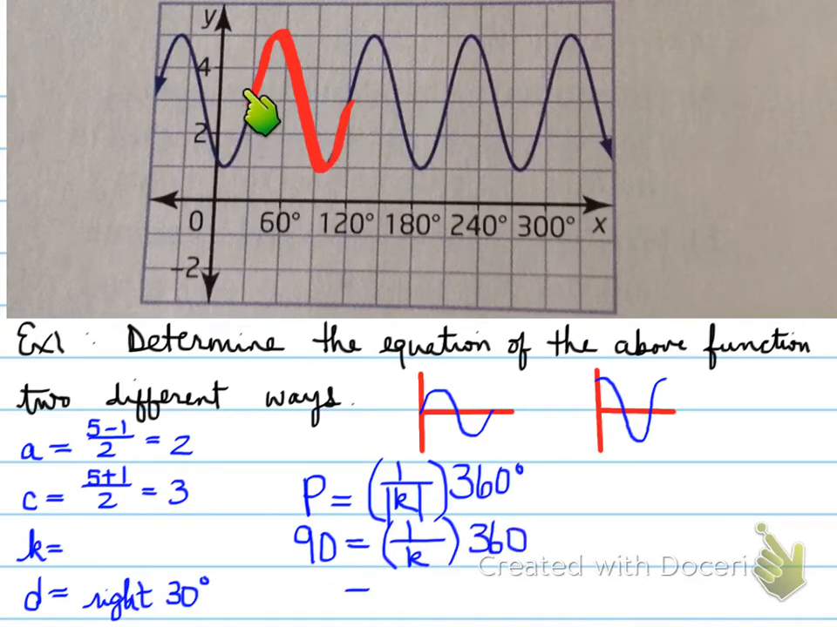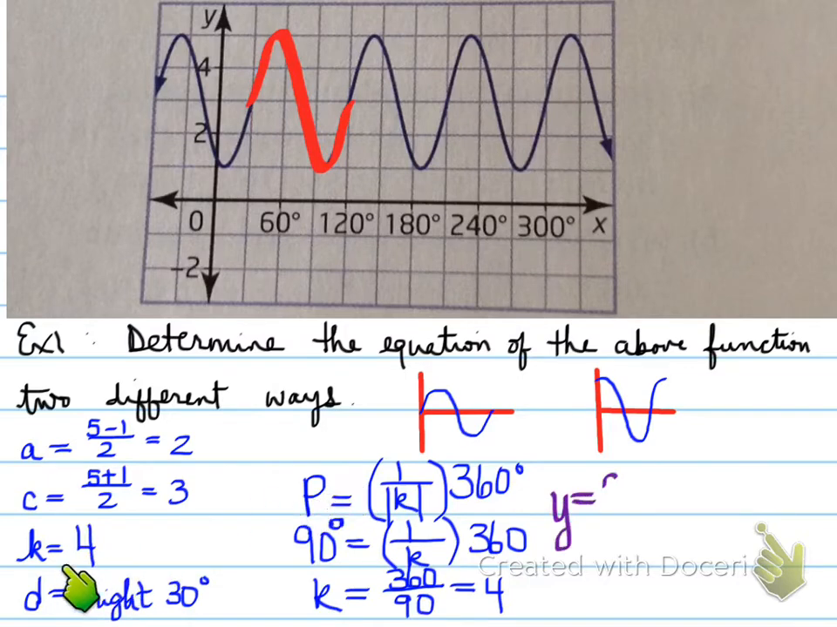Our cycle is the regular cycle, like this. It is not the upside down version of this. So 1 over k times 360 is equal to 90. K is equal to 360 over 90, which is 4. Now, does that make sense? I want you to understand why.